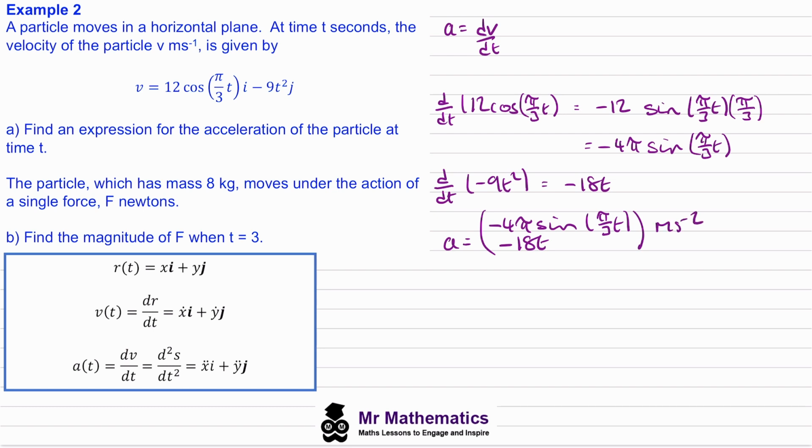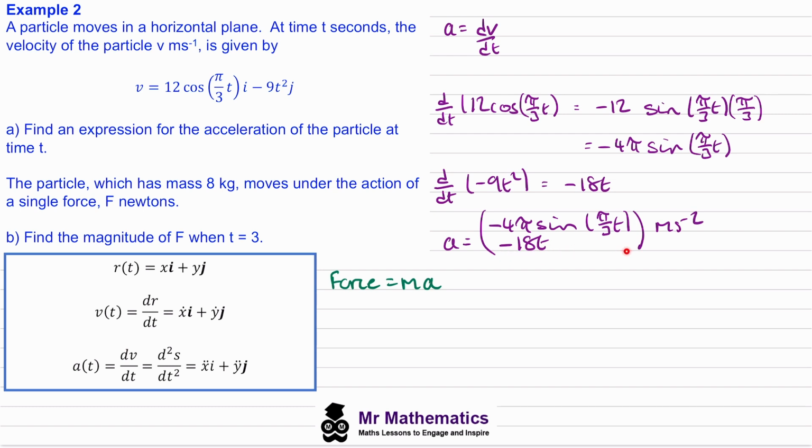Okay? For part B, the particle, which has a mass of 8 kilograms, moves under the action of a single force F newtons. So this moves under the action of a single force, which tells you that we don't need to worry about any kind of friction. And we've been asked to work out the magnitude of the force when t equals 3. So we know that force is the product of mass and acceleration.